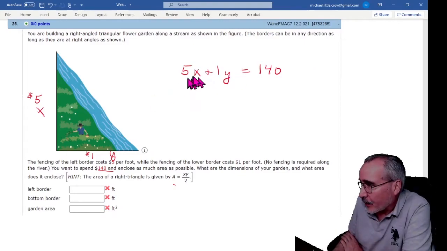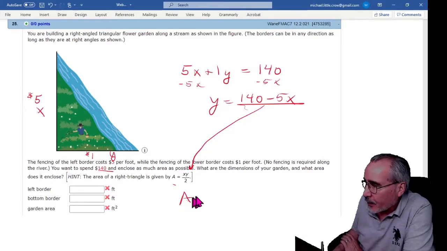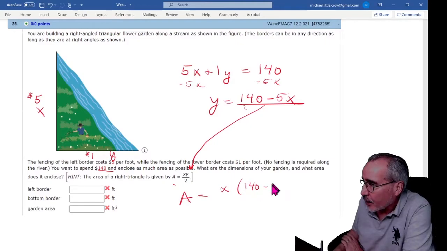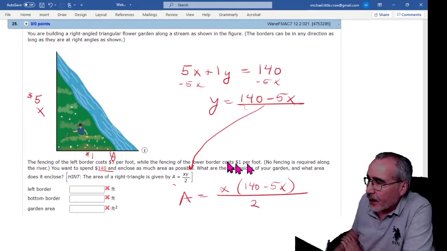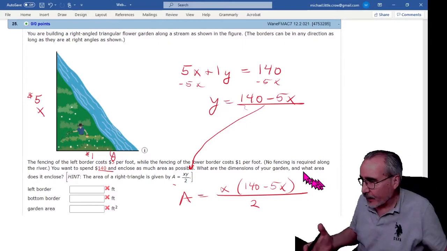So we solve this. I'll solve it for y because we've got just one y here. That makes it a lot easier. Minus 5x from both sides, so we get that y is equal to 140 minus 5x. We can now substitute this in for the value of y down here. So we get that our area is x times (140 minus 5x), all divided by 2. We can distribute the x through.